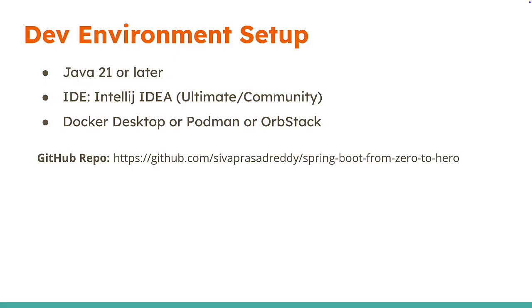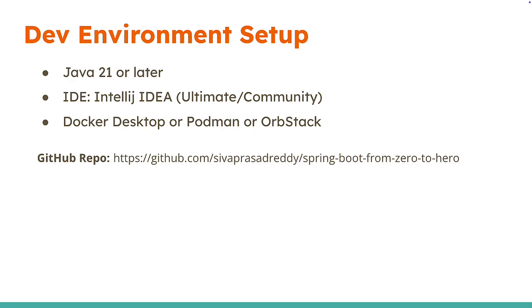In this video, I am going to talk about the development environment setup for building our blog application. We are going to use Spring Boot 3, which requires minimum Java 17 or any later version. We are going to use Java 21 for this series, but if you want to use any later version, that should also work just fine.